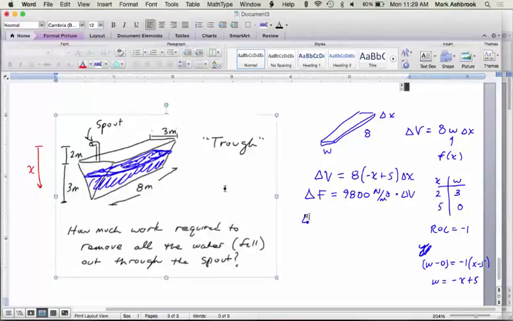And what's a little bit of work then? We're still doing a little bit of work. A little bit of force times the distance that it has to go. How far does this thing have to go? No, delta x is this. How far does this layer have to go at a depth of x? No, x.